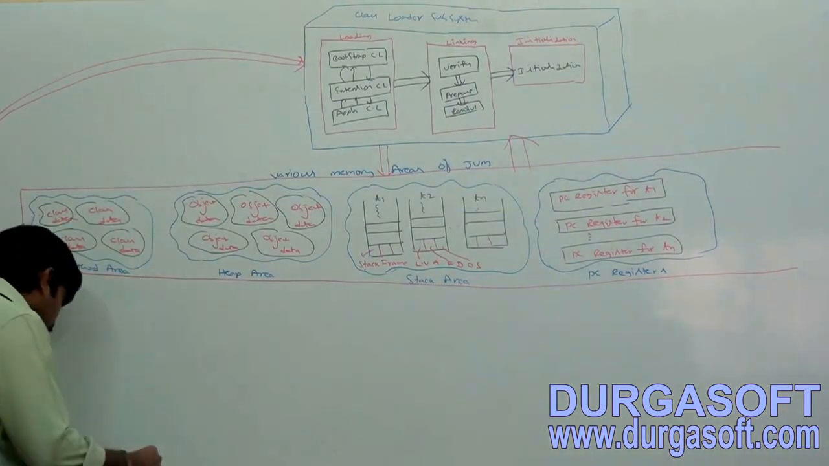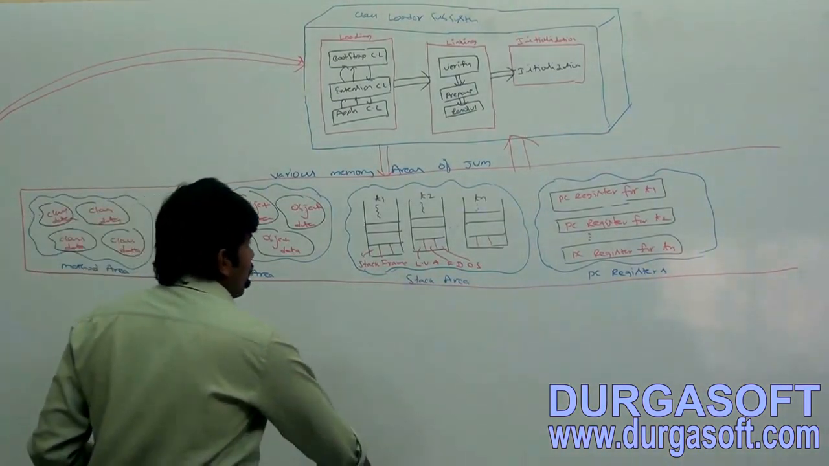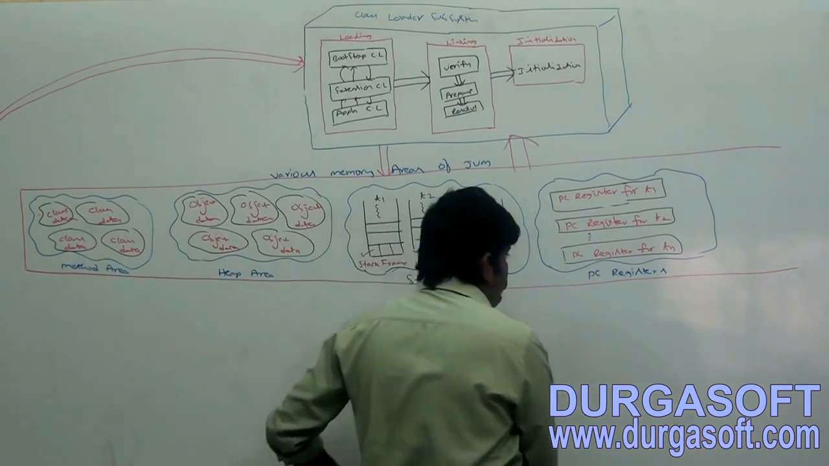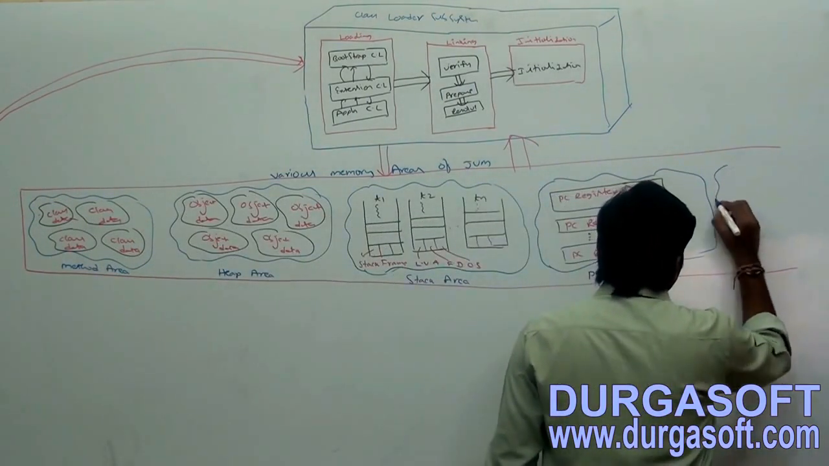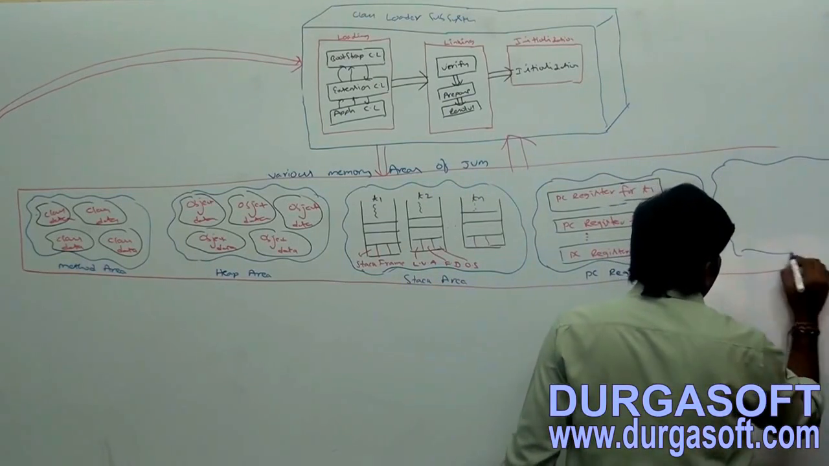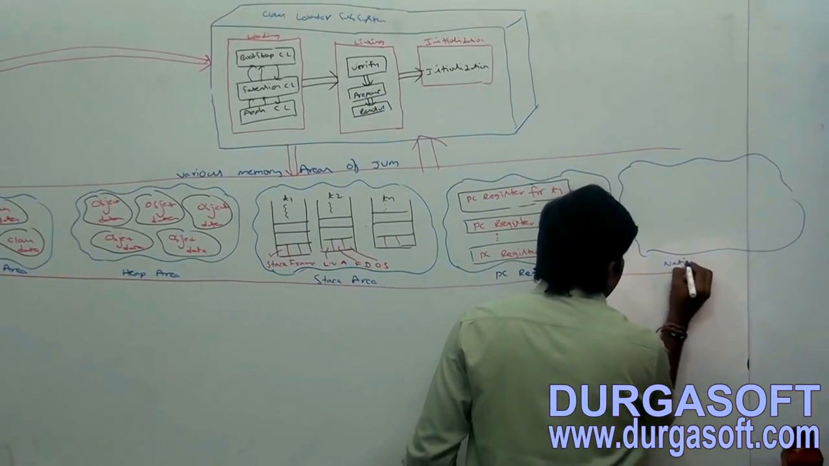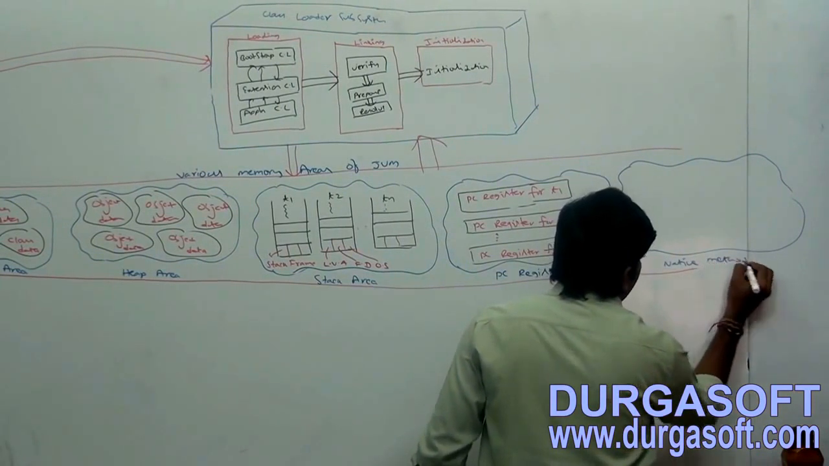Can you spell out what is the last part we have to talk about? What is the last one? The last memory area, native method stacks. Are you getting this one?